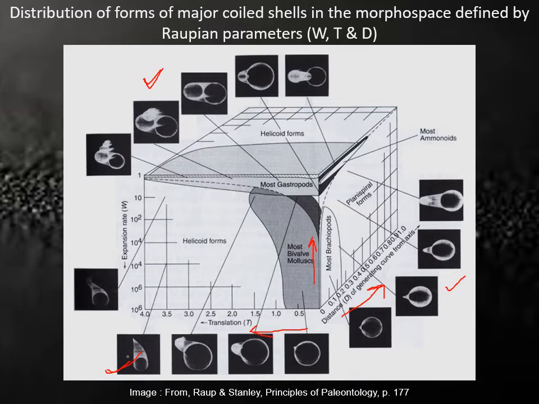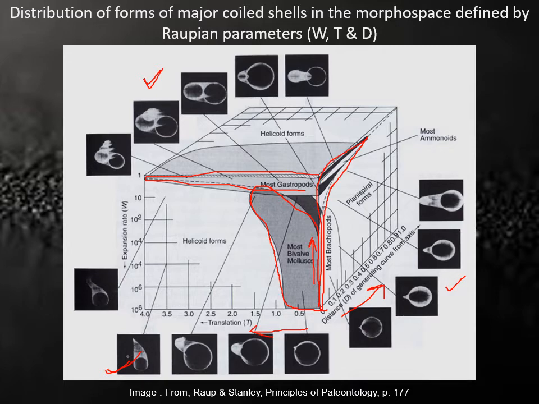So, if you consider these three parameters and plot all the molluscan shell forms, considering the fossil record as well as the present day record, in this three dimensional morphospace of W, D and T, we can see that although many different varieties of molluscan shell forms are possible within this cubic morphospace, originally, after plotting all the fossil and present day molluscan shells, we found that they are located only in a very restricted or narrow area. All the bivalve forms are restricted to this portion. All the gastropod forms are restricted to this portion. All the planispiral forms, cephalopods, are restricted to this portion.